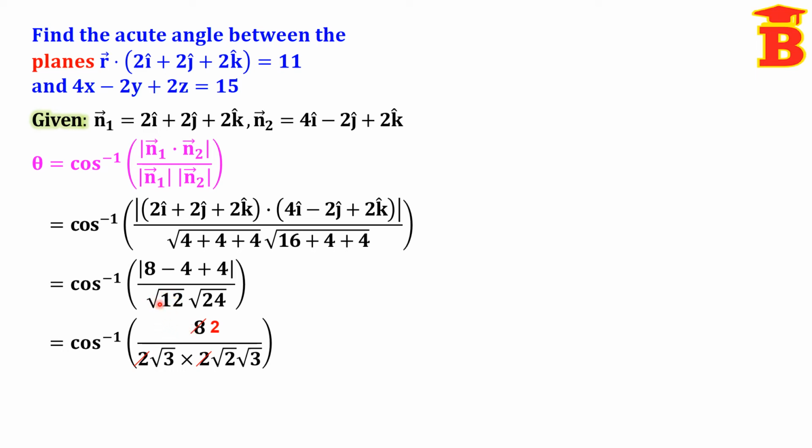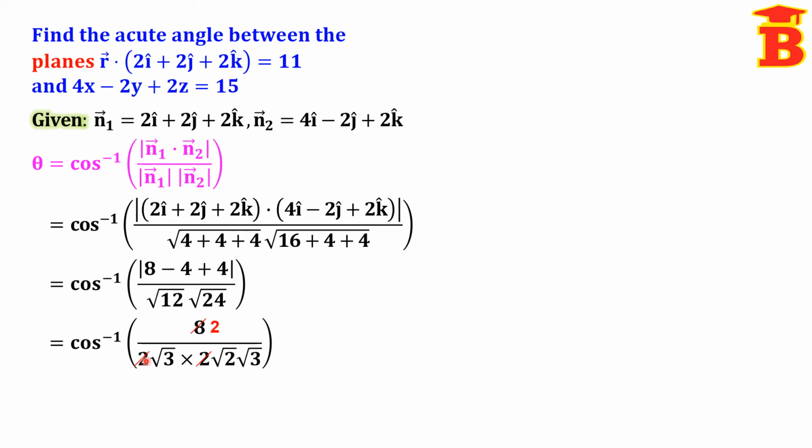root 12 is 2 root 3, because 4 into 3 is 12, take 4 outside the root, that is 2 root 3. Similarly, this root 24 can be written as 2 into root 2 into root 3. This is 4 into 6. 4 taken outside the root is 2, so 2 into root 6. Root 6 can be written as root 2 into root 3.